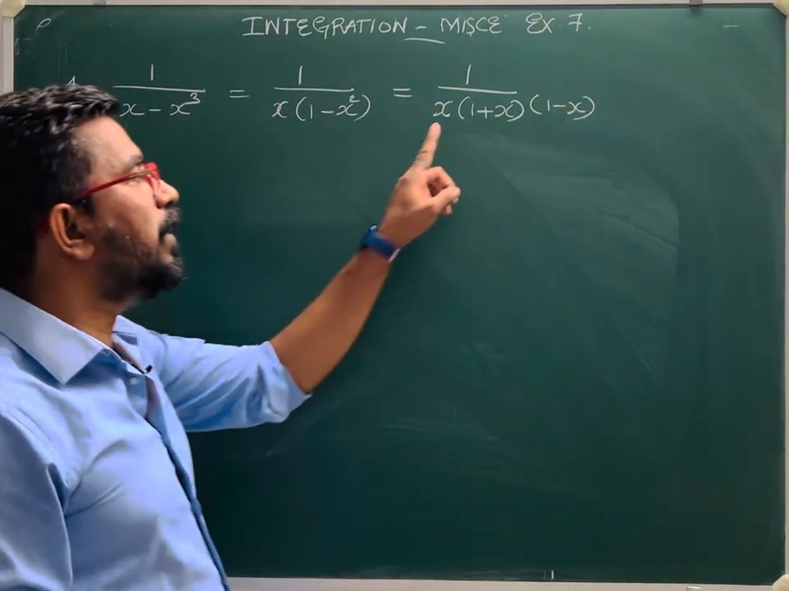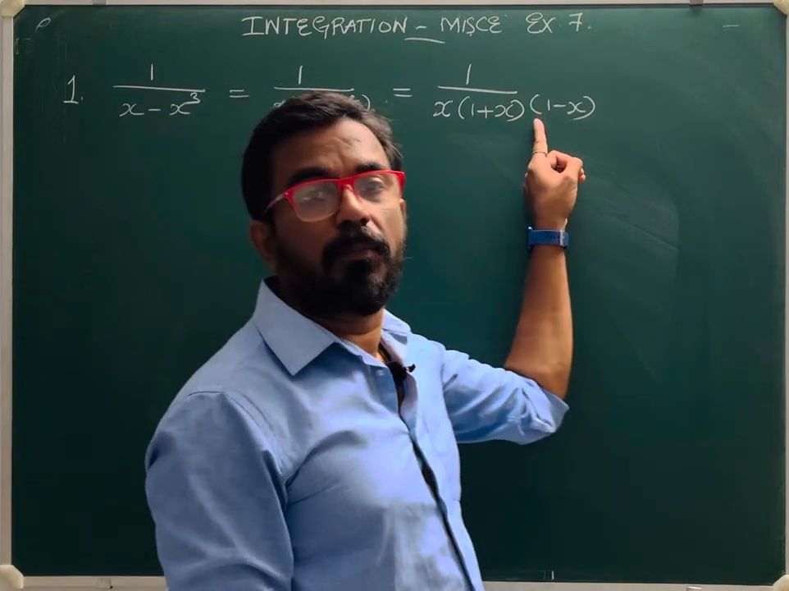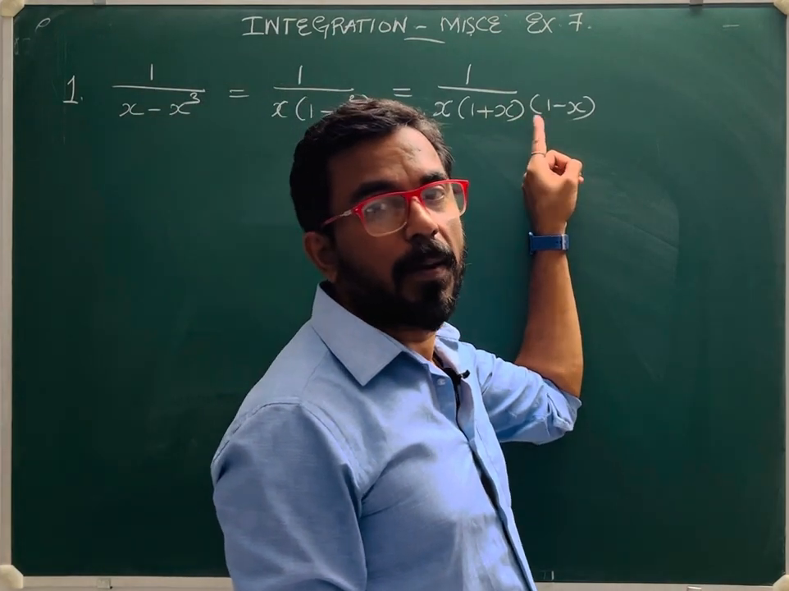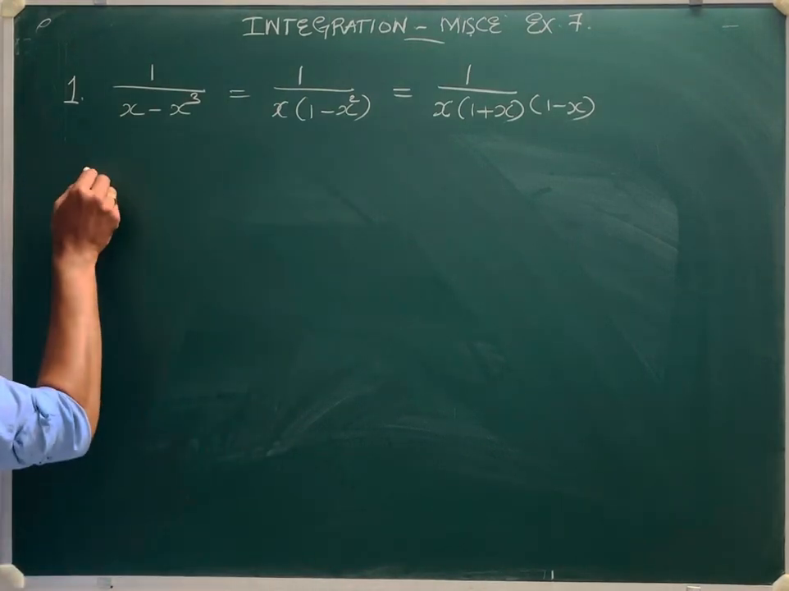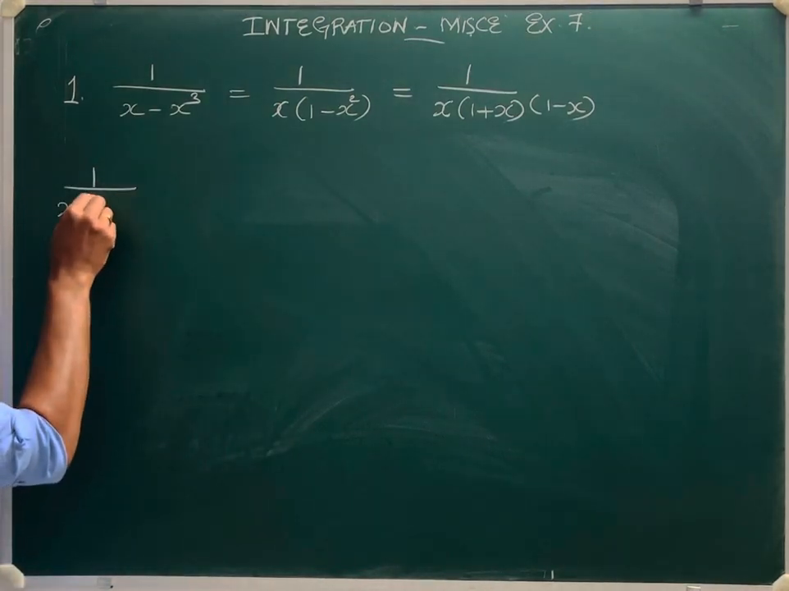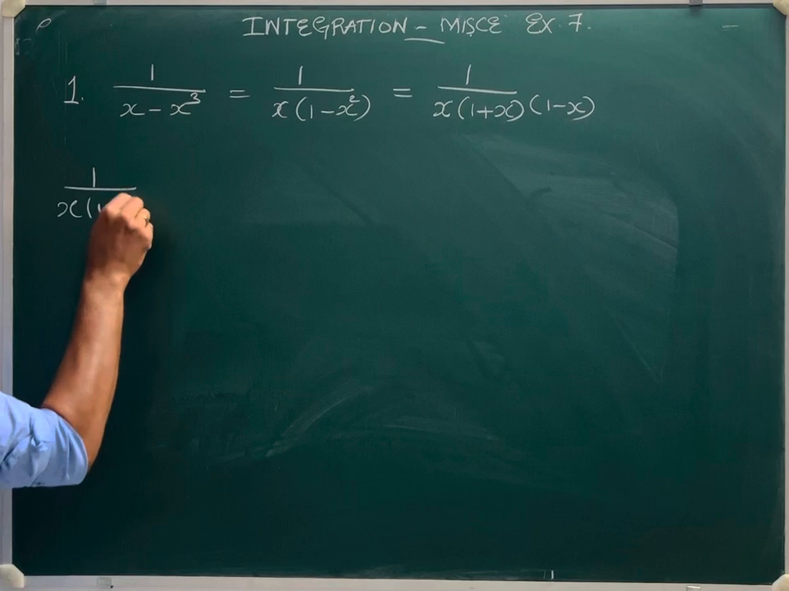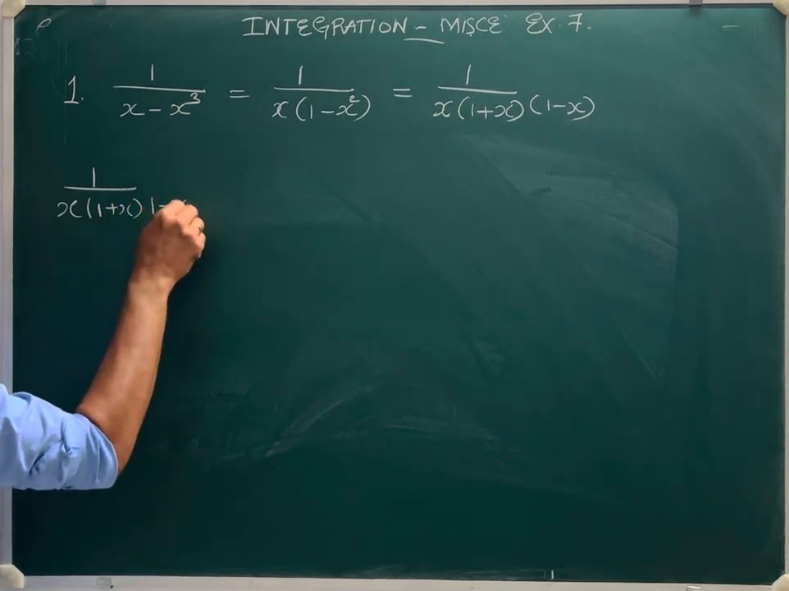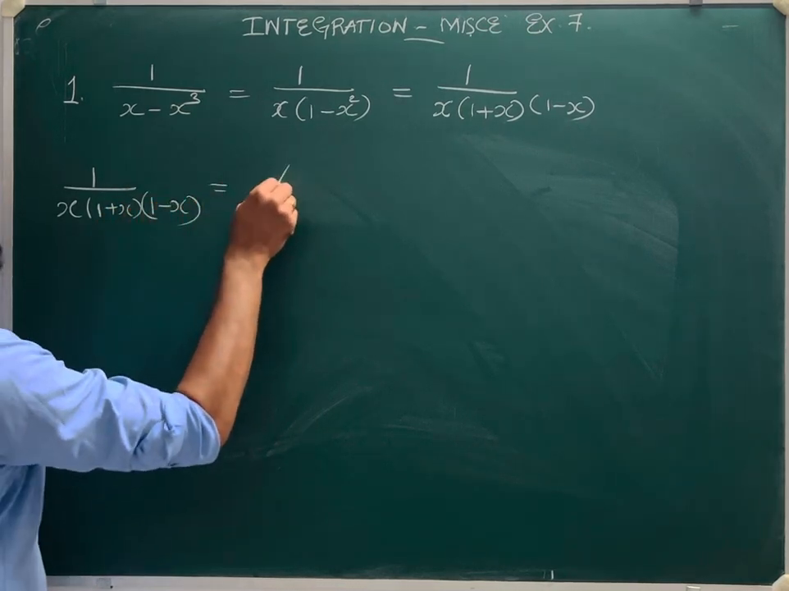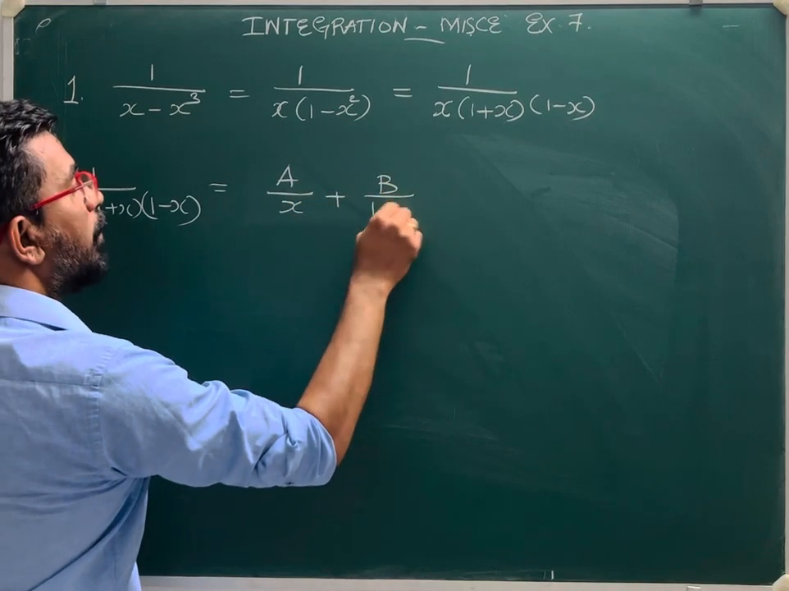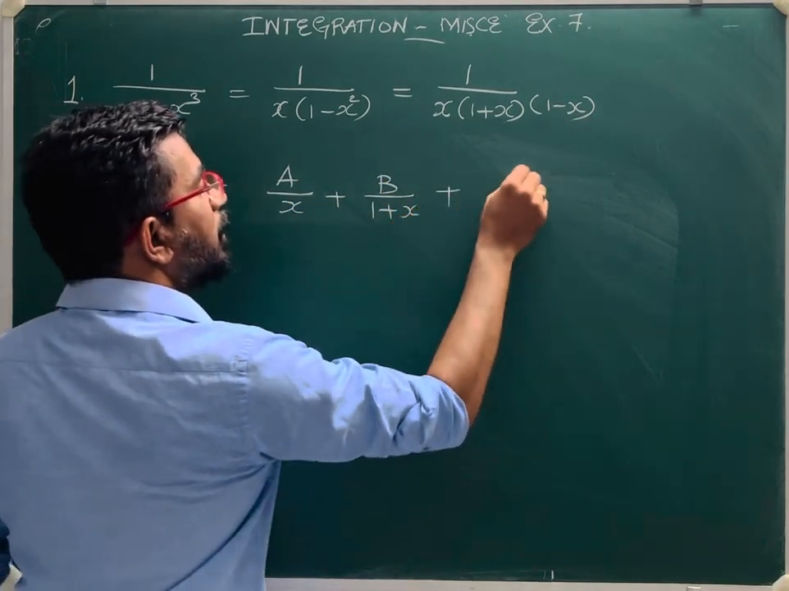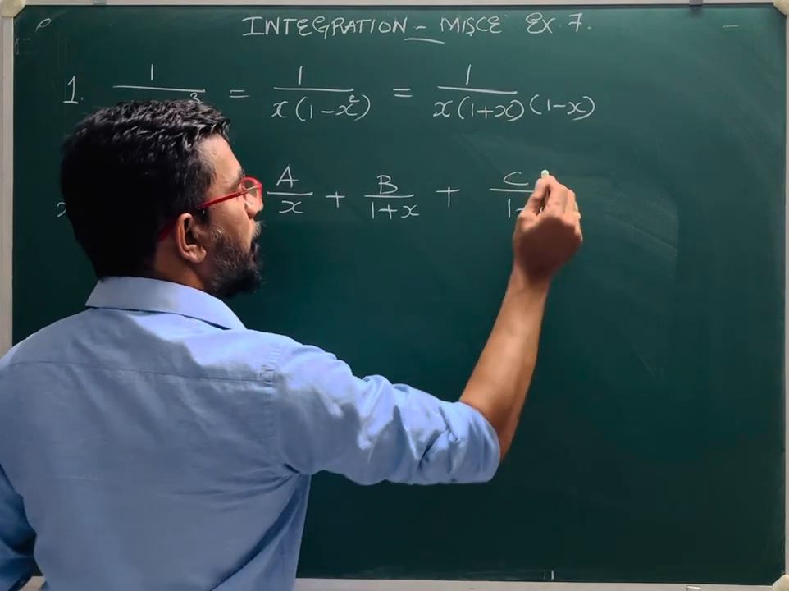Now, we should understand that in this form we can use partial fractions. So, I once again write this as 1 by x into 1 plus x into 1 minus x. This can be written as a by x plus b by 1 plus x plus c by 1 minus x.